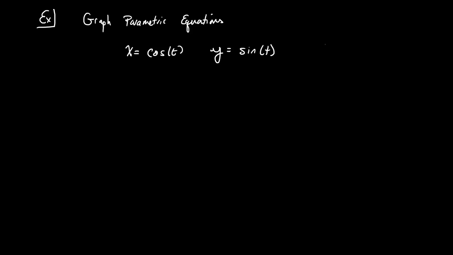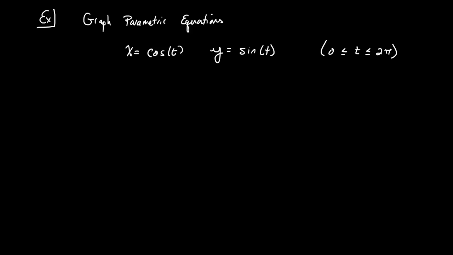So we also are going to restrict this to a set of boundaries: 0 less than or equal to t, and t less than or equal to, let's say, a value of 2 pi. So 0 is less than or equal to t, which is less than or equal to 2 pi.